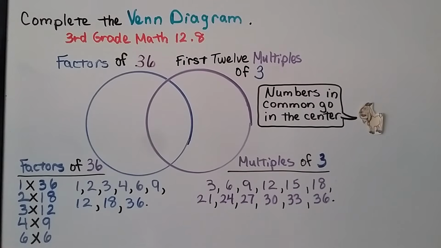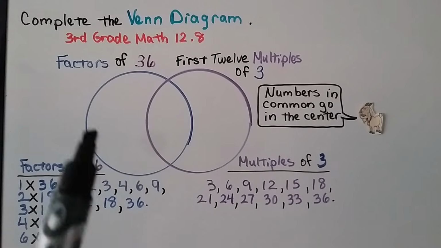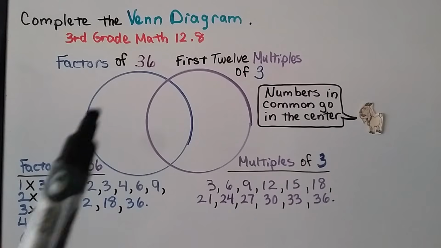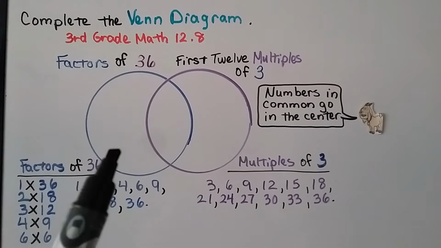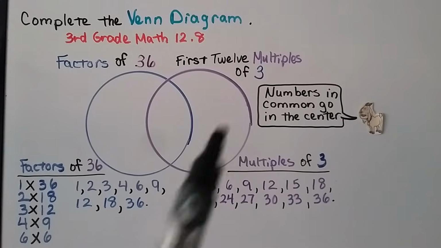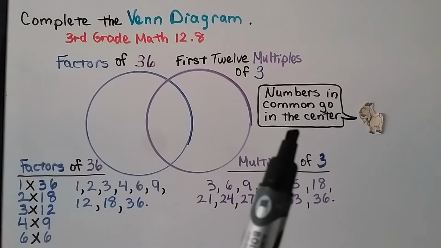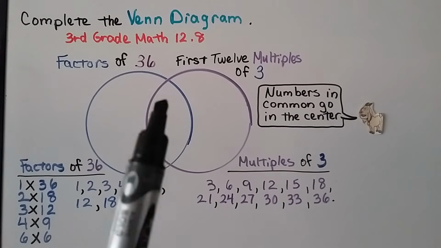This says to complete the Venn diagram. We first learned about Venn diagrams at the end of 3rd grade, and I'll have a link to the 3rd grade math video 12.8 where we first learned about them. We have 2 circles, and we can see they overlap in the center. This blue circle is for the factors of 36, and this purple one is going to be the first 12 multiples of 3. And the numbers in common, as the goat says, are going to go in the middle.